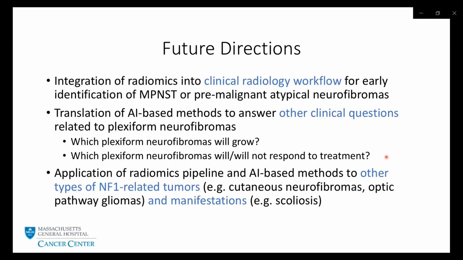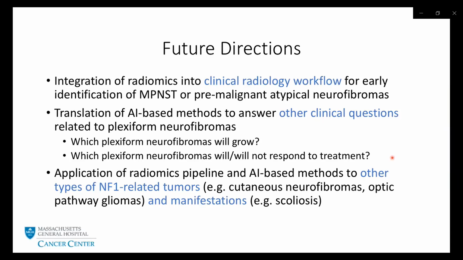Another potential area of study may be leveraging AI to identify patients who will or will not respond to therapy. This is particularly important in the era of selumetinib because we know that not all tumors respond to treatment. So knowing who will respond can help with patient selection. Conversely, knowing who will not or is unlikely to respond can help avoid exposing patients to the potential side effects of treatment.